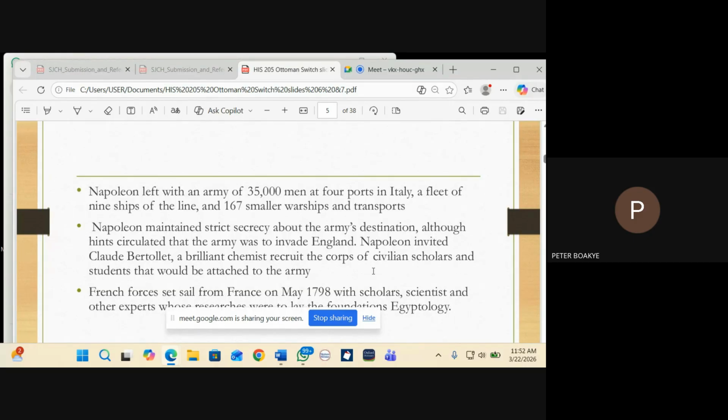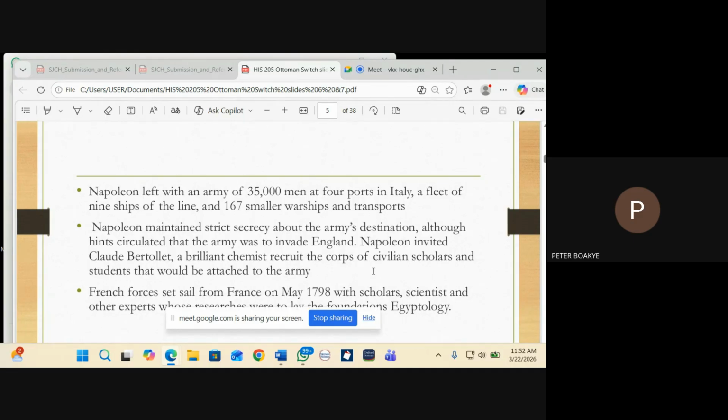So Napoleon maintained strict secrecy. In fact, the whole expedition was shrouded in secrecy, such that the people were not even aware of the destination. They didn't even know where they were going, although it was hinted that the enemy was to invade England. So people were speculating, where are they going? But they were actually going to Egypt and not England.